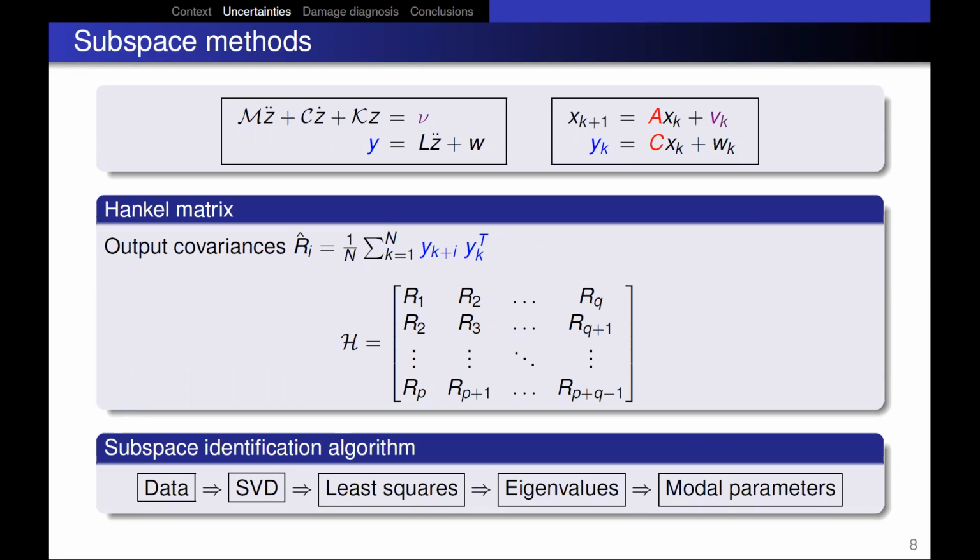Then just to give a quick outline of the subspace methods in general. If we have our output data y_k, we want to obtain the system matrices A and C of the state space model because they contain the dynamic properties of the system. And to do that, our initial step is to compute the output covariances of the data. There are tons of subspace methods in the literature. Here I just focus on this covariance-driven one. So the first step is to obtain the output covariances of our data, put them into a Hankel matrix, and then we have quite direct operations to obtain matrices A and C. So we start with the SVD of the Hankel matrix to obtain the observability matrix of the system, and from there we can obtain matrices A and C from the least squares, and go to the eigenvalues and eigenvectors of the system, where we find our modal parameters.